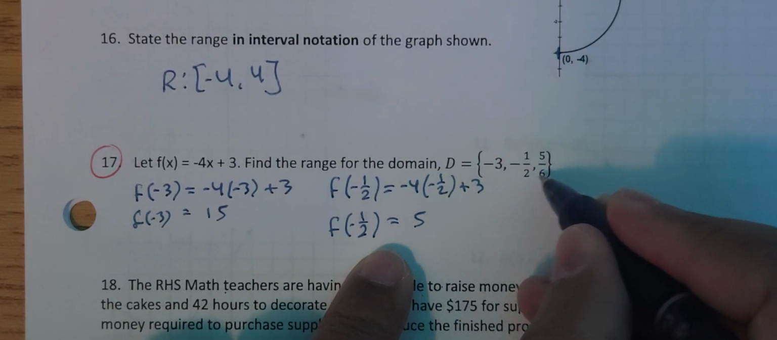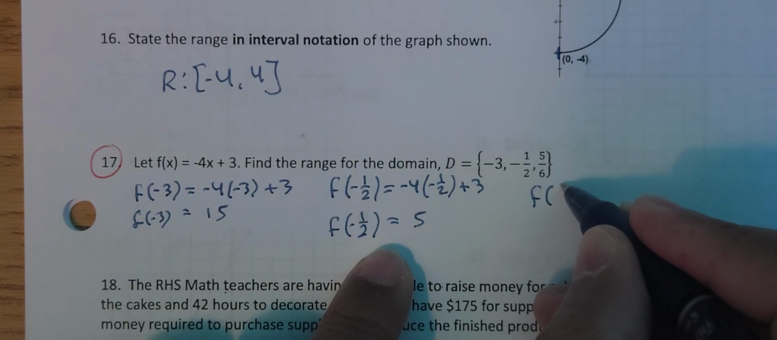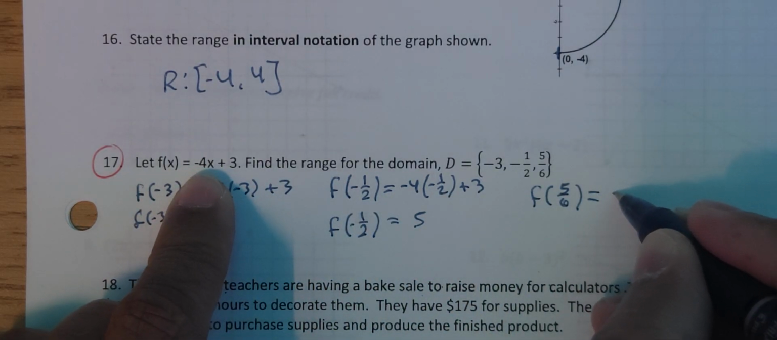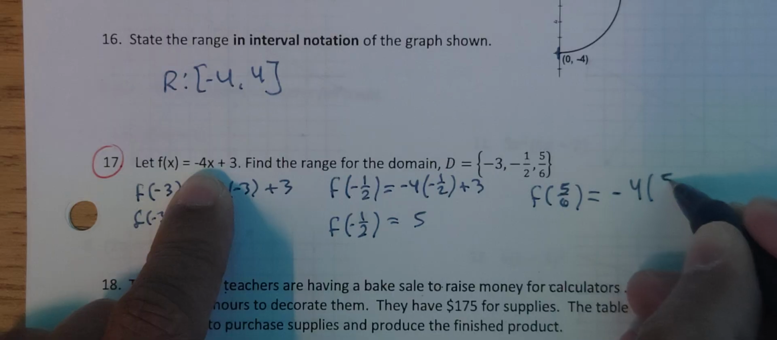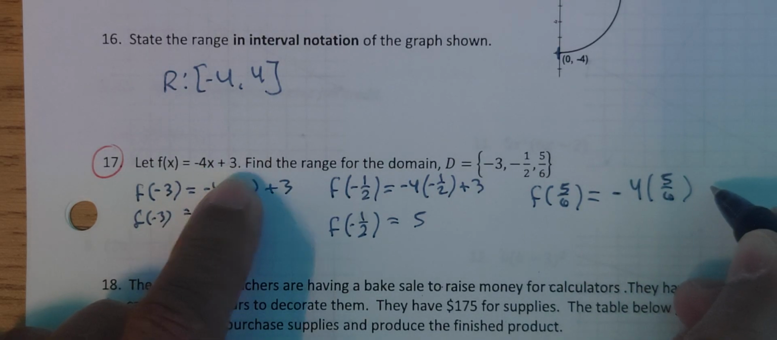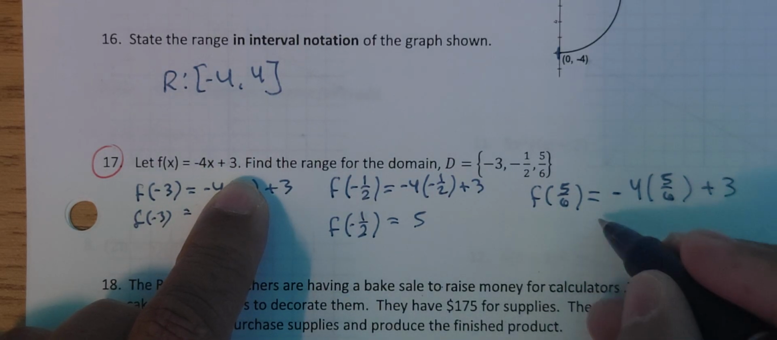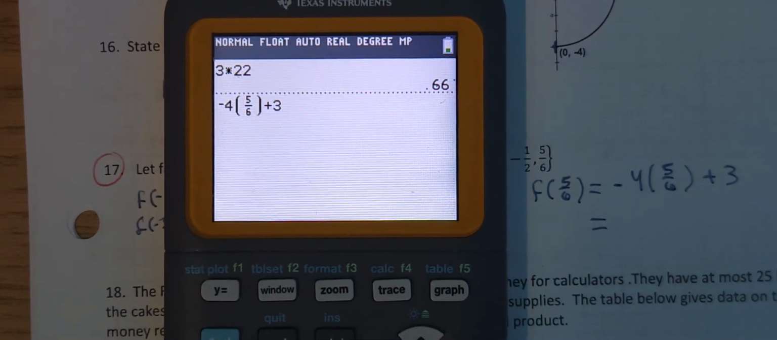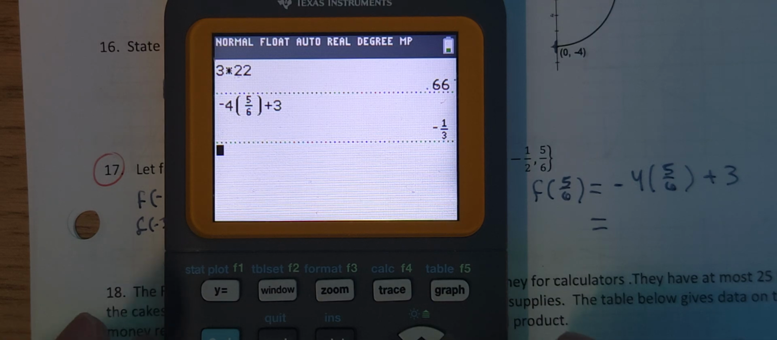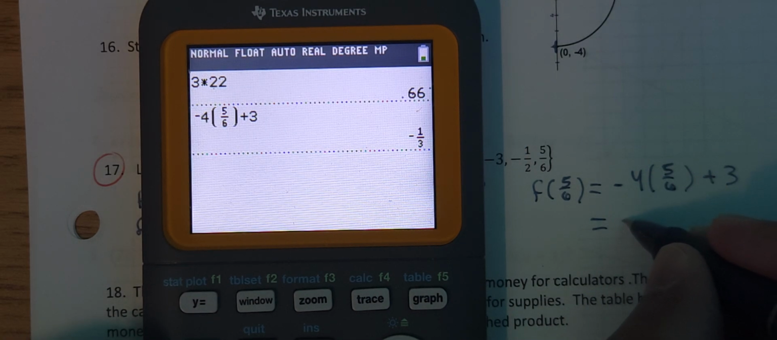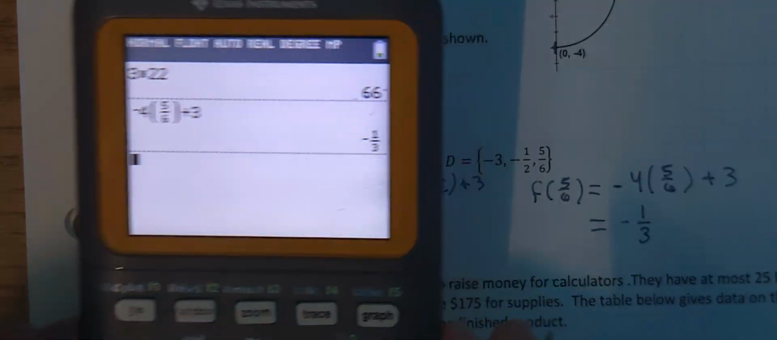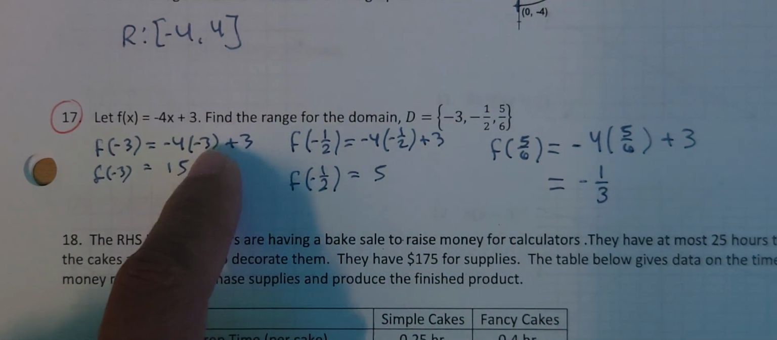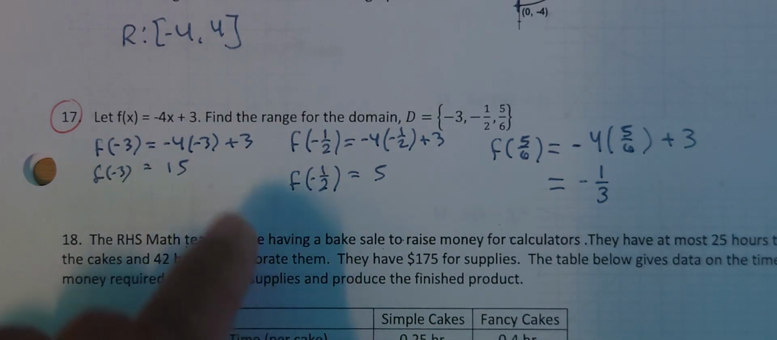And then let's do last, 5 over 6. So f of 5 over 6 is equal to, so then we're looking at this formula here, so negative 4 times 5 over 6, and then plus 3. And you can do this with a calculator for the sake of time. So I enter this in the calculator, and when I press enter, it gives me negative 1/3. So this is negative 1/3. Again, I am not going to penalize you if you use a calculator for this. It's okay if you do for this test, okay?